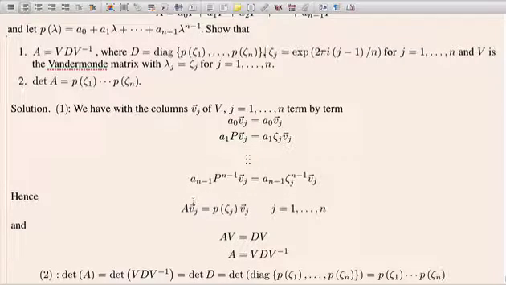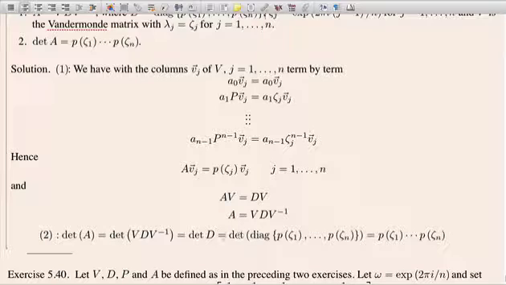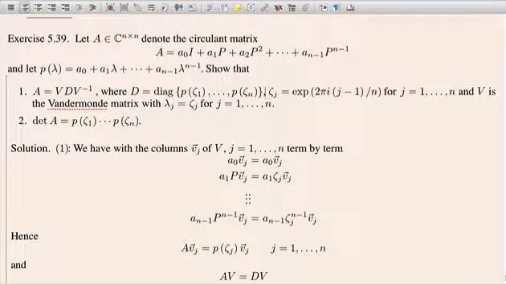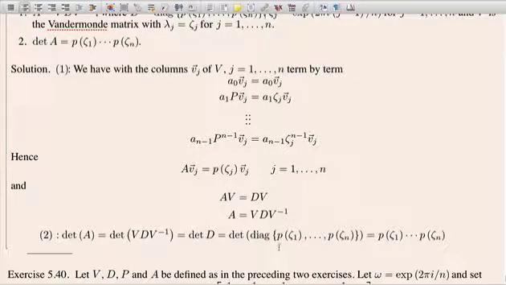So then putting all these vj together into the V matrix, we get that A times V equals V times the diagonal matrix D with p of zeta j. And we also have that the determinant of A is the determinant of V times D times V inverse. We can do it factor by factor, so we end up with just the determinant of D because the determinants of V and V inverse cancel out. And since D is a diagonal matrix, the determinant is just the product of the diagonal entries.